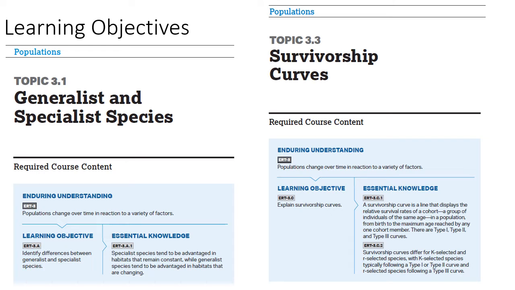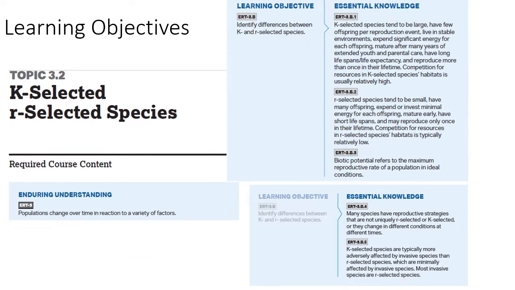The learning objective for that is identify differences between generalist and specialist species, and the enduring understanding is going to be the same for all of these, that populations change over time in reaction to a variety of factors. We're looking at topic 3.3, survivorship curves, which we should just be able to explain what a survivorship curve is. And topic 3.2, K and R selected species.